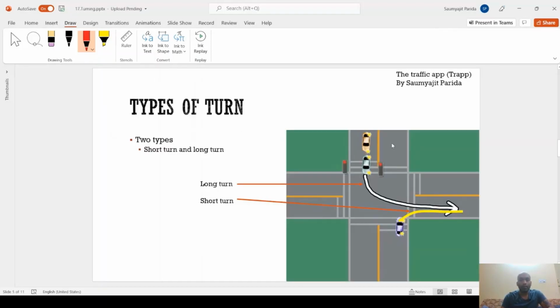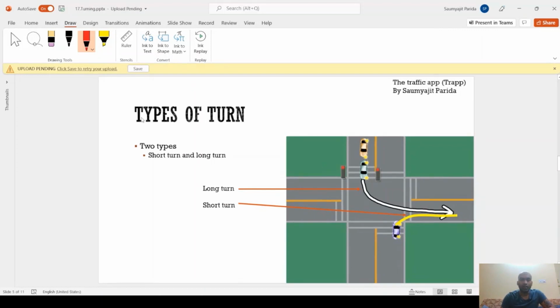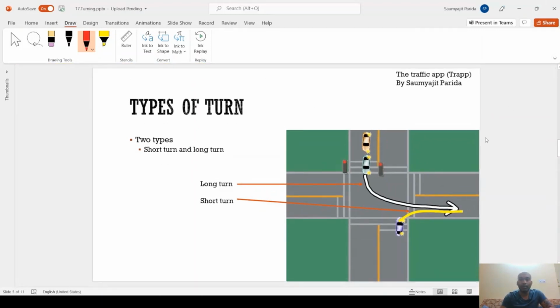Okay, types of turn. This information is not easily available in any of the resources that I generally cite at the end of the video or the end of the presentation. But there are two types of turns. One is short turn and one is long turn. And short turn, what do I mean by that?